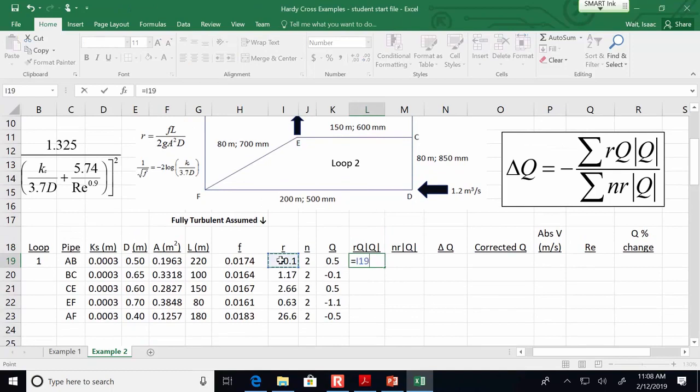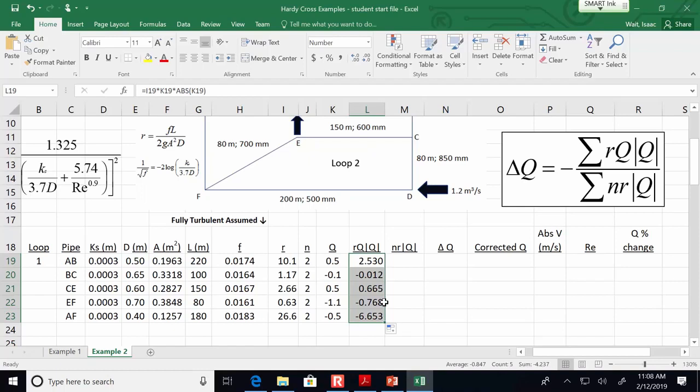R times Q times the absolute value of Q. Okay. So we need to know that for each pipe. And this network's considerably more complicated than the first example we saw, which only had 5 pipes. This is going to be a lot more complicated, but what we'll see is that the solution still converges in just a few iterations, and the same process applies regardless of how many pipes are in the loop.